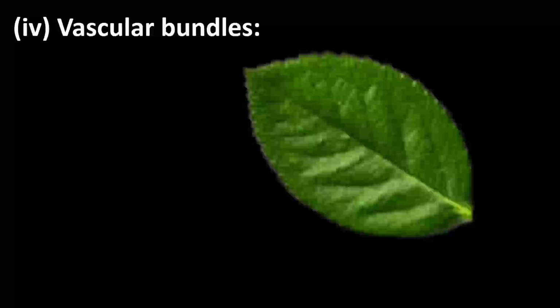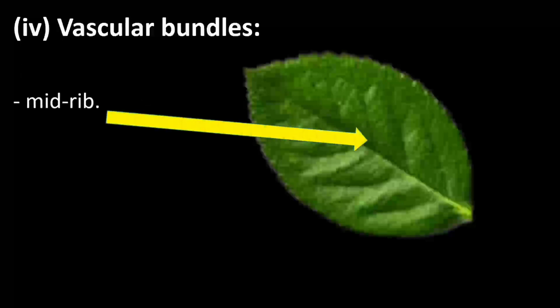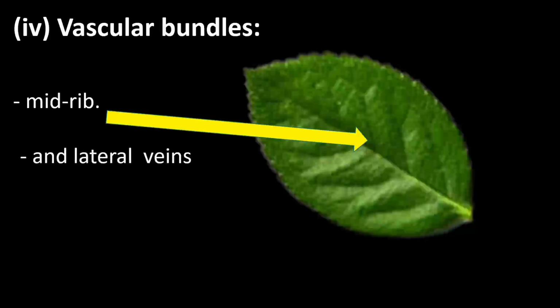Vascular bundles are found on the vein regions and midrib regions. Vascular bundles are made up of xylem and phloem. They are found on the midrib region. What is midrib? The strong central vein that divides the leaf into two is called midrib. Midrib is found at the middle. Lateral veins also have vascular bundles. Vascular bundles are found on the midrib and lateral veins.